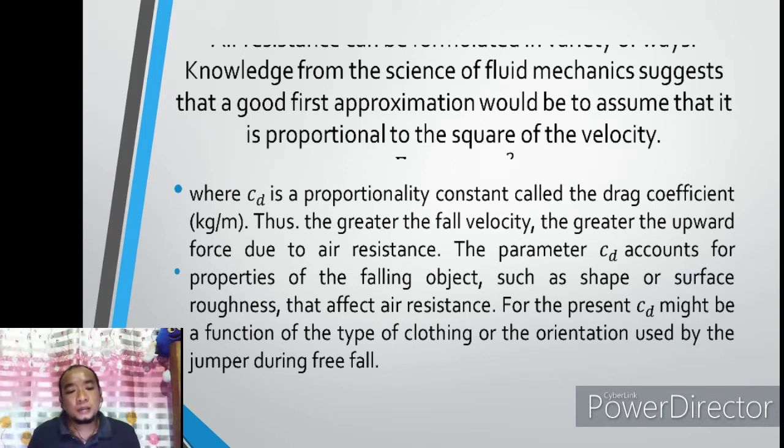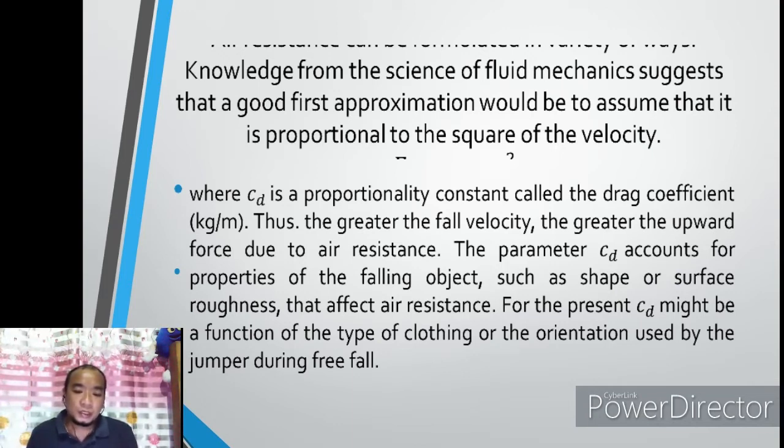Air resistance can be formulated in a variety of ways. Knowledge from the science of fluid mechanics suggests that a good first approximation would be to assume that it is proportional to the square of the velocity, where Fu is equal to negative CD times V squared, where CD is a proportionality constant called the drag coefficient, in kilograms per meter. Thus, the greater the fall velocity, the greater the upward force due to air resistance.